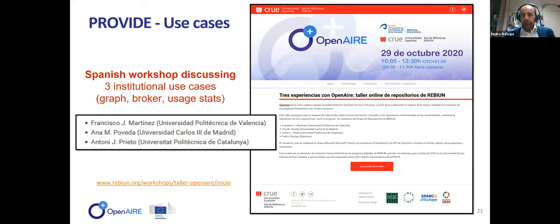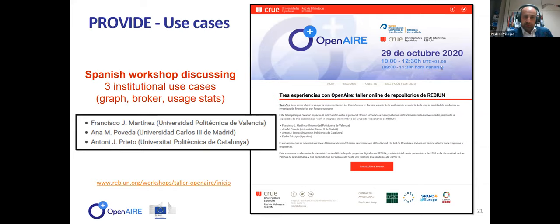And as an example of these recent initiatives at the national level is this activity that our colleagues in Spain from the network of libraries are organizing, a session on the 29th of October. In fact, dedicated only to Provide, it's a workshop from the repositories of this network of libraries, where they call it three experiences, if I translate directly from Spanish to English. So three use cases using the OpenAIRE Provide service.